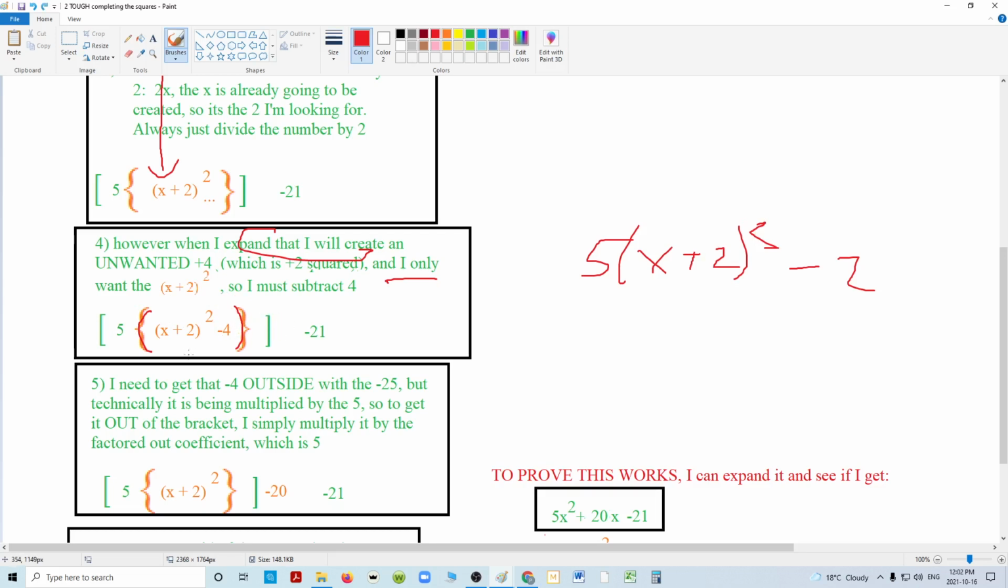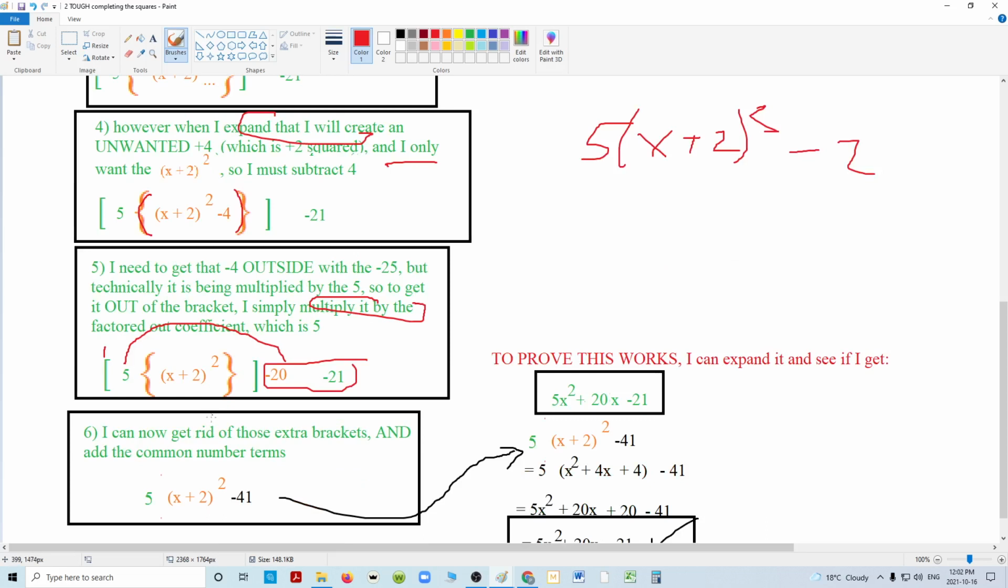Okay, so I need to get that minus 4 outside with the minus 25, but technically it is just being multiplied by the 5. So to get it out of the bracket, I simply multiply it by the factored out coefficient, the 5. When I do, 5 times minus 4 creates that minus 20. Now that it's out of the bracket, these numbers can be added. It cannot be added until I apply this 5, which is multiplying everything in this bracket, to just the number. I can now get rid of those extra brackets. I don't need these things here anymore, and I'm left with 5 times x plus 2 squared minus 41.